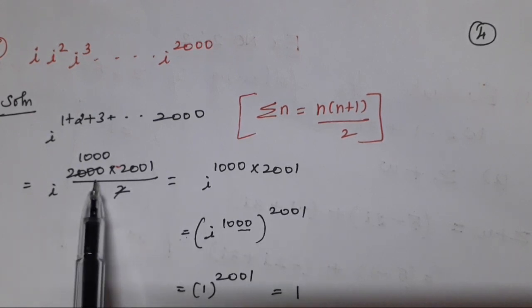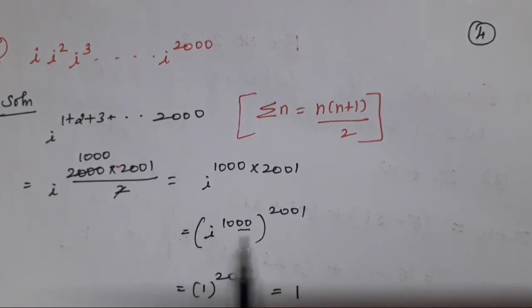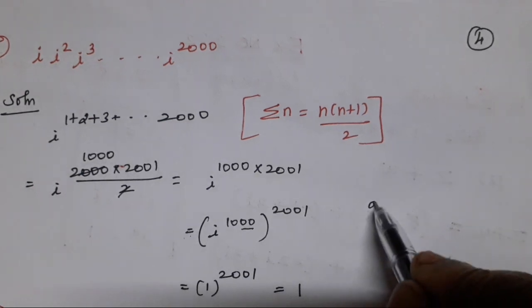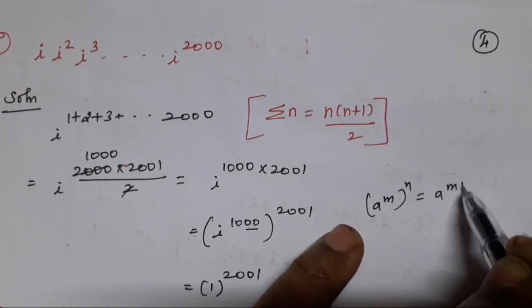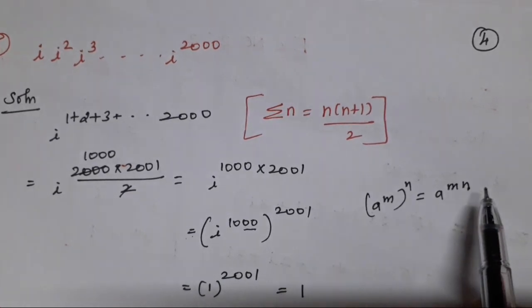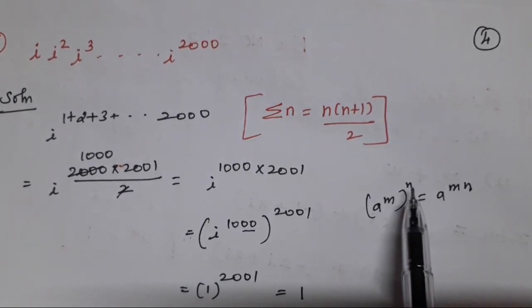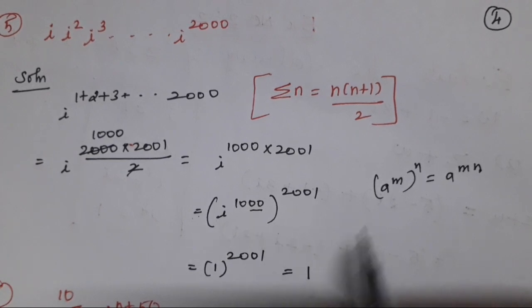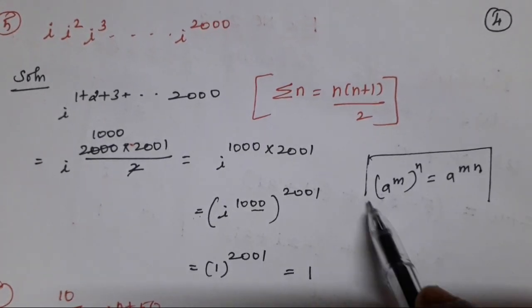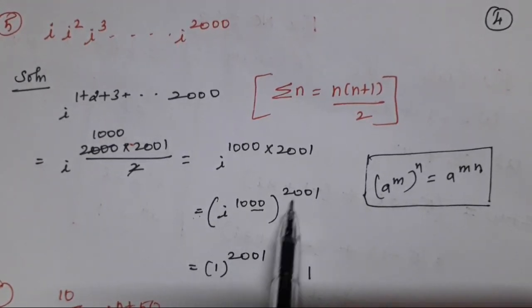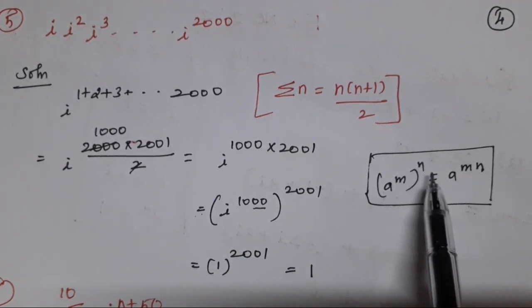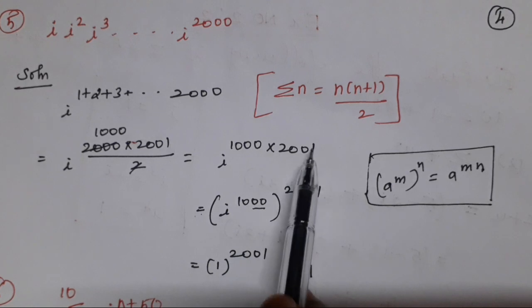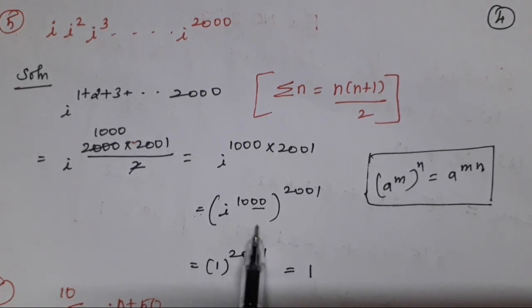This is rewritten as what? i power 1000 into 2001. So a power m, the whole power n equals a power m into n. So a power mn is rewritten as what? a power m, the whole power n. So i power 1000, see, listen here. i power 1000, the whole power 2001. a power m into n is rewritten as a power m, the whole power n. So 1000 into 2001 is rewritten as what? i power 1000, the whole power 2001.